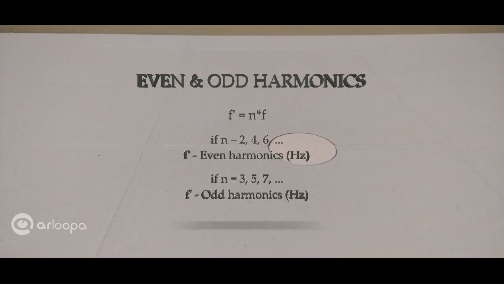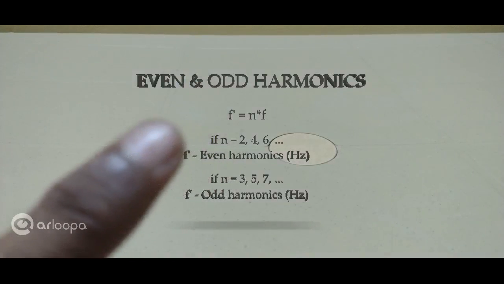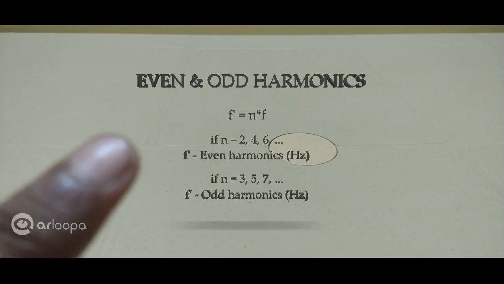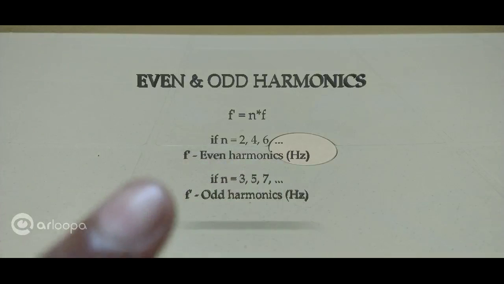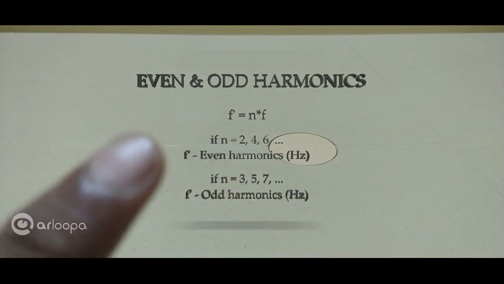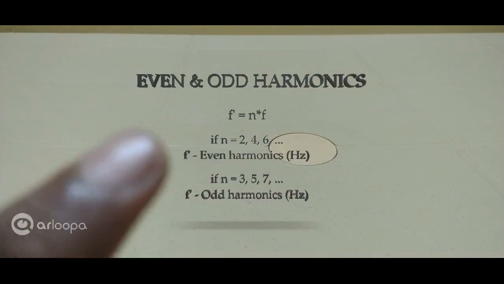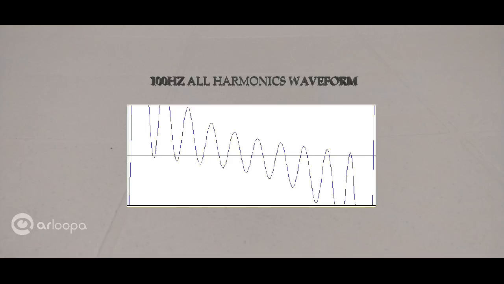As we discussed in the equation earlier, f' = n × f, and n is always a positive integer. Now, if n turns out to be even, then the harmonics are called even harmonics, and if n turns out to be odd, they're called odd harmonics. Now, I'll be playing the sound files for even and odd harmonics.